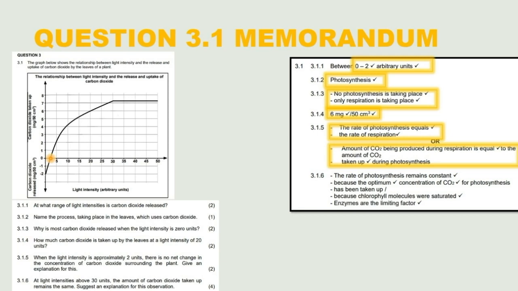Then question 3.1.6, at a light intensity above 30 units, the amount of carbon dioxide taken up remains the same. So here you will see that we reached a constant uptake. Suggest an explanation for this observation. That means the rate of photosynthesis remains constant because it has now reached an optimum concentration of carbon dioxide for photosynthesis that has to be taken up. And also because chlorophyll molecules were saturated and enzymes are limiting factors.